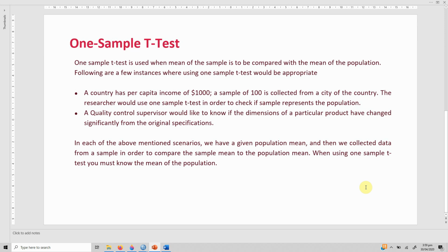In each of the above mentioned scenarios, we have a given population mean, and then we have collected data from a sample in order to compare the sample mean to the population mean. When using one sample t-test, you must know the mean of the population, which is referred to as test value in SPSS. So how do you run one sample t-test?